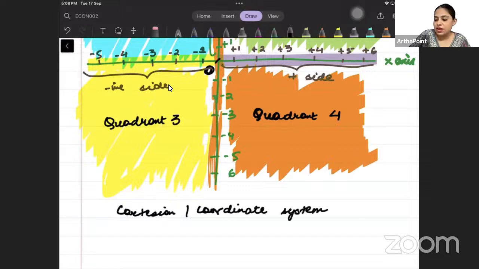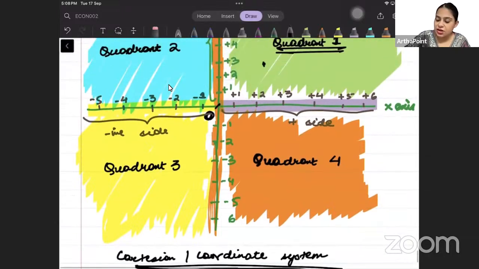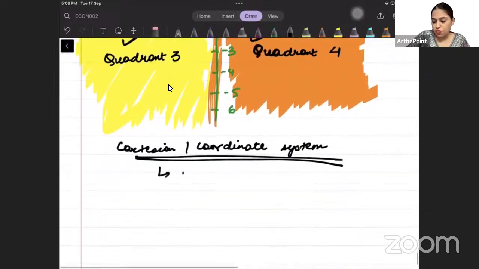Okay. In this Cartesian or coordinate system, how many quadrants have we made? How many quadrants we have made? One quadrant, two quadrant, three quadrant, four quadrant. So there are four quadrants.